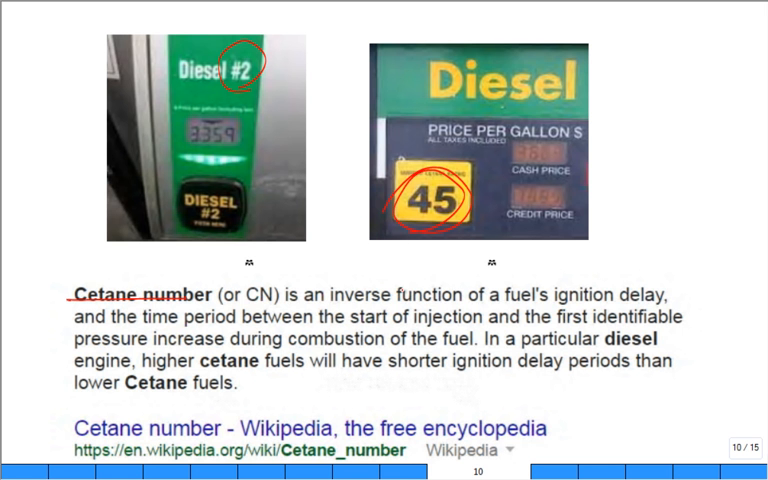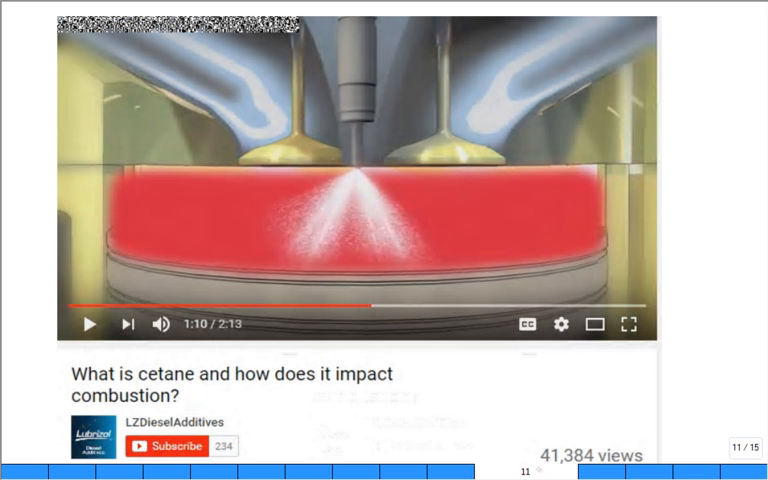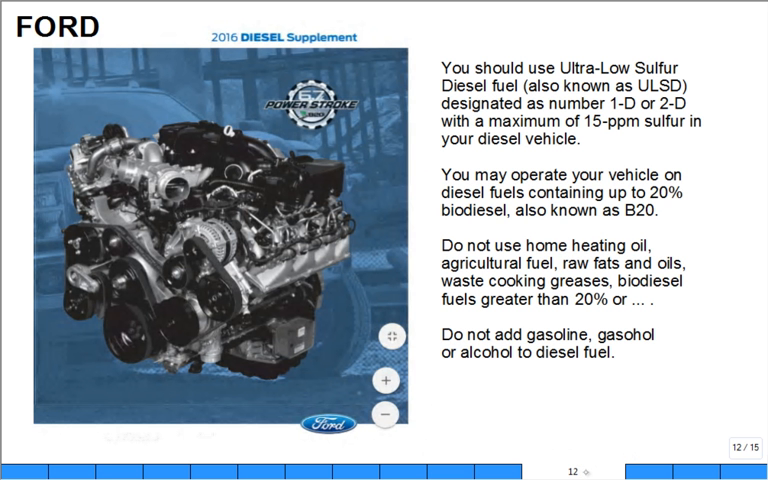That's it. Number 2, low sulfur diesel. But if you want, you can look at how they characterize the quality of the fuel. The higher the cetane number, the shorter the ignition delay period compared to lower cetane numbers. There's another great video, I'm not going to show it, of how they show a fuel injector, how they spray it in, and what the effect of the cetane number is on combustion.